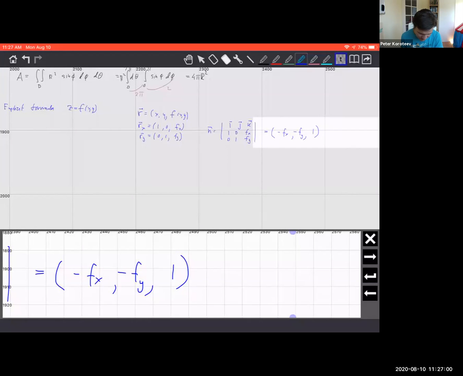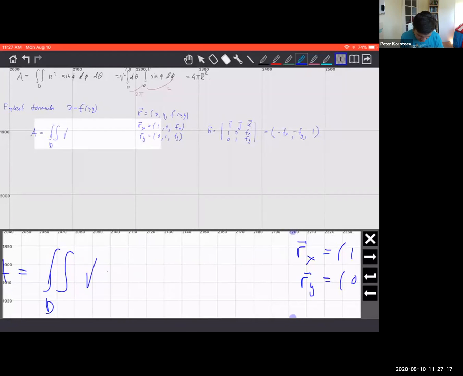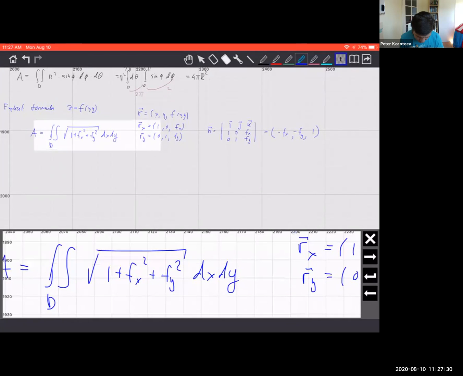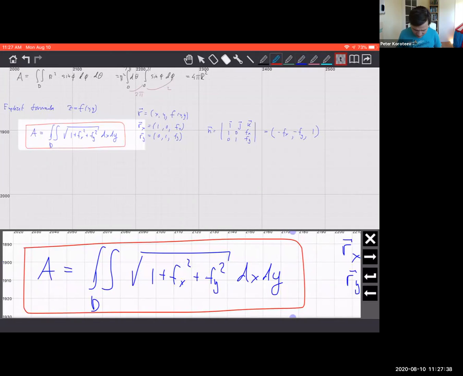Then we need to calculate the absolute value, and the area will be equal to the double integral over D of the square root of 1 plus f_x squared plus f_y squared dx dy. That should remind you of the length of a curve given by an explicit function, where we also had 1 plus the derivative squared dx. But now it's a surface, so that's why it's a double integral.